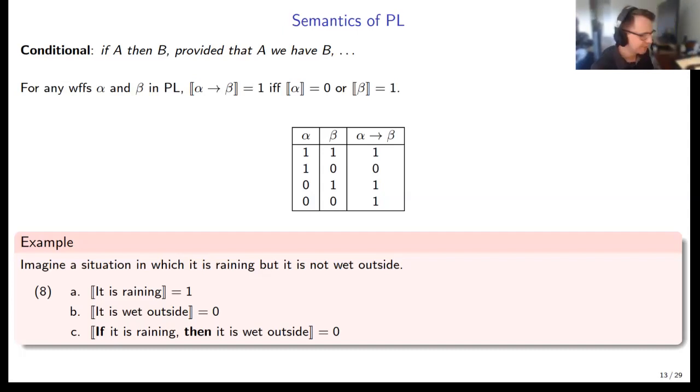Okay, so conditionals. This is an if-then sentence. Basically, let's talk about some terms first. So alpha, then beta. If we have alpha arrow beta, I usually just call it arrow instead of if-then. You can call it an arrow too.